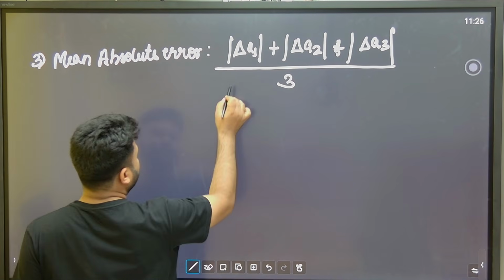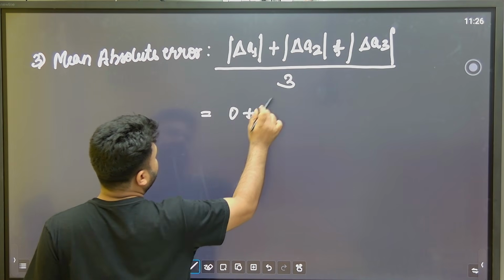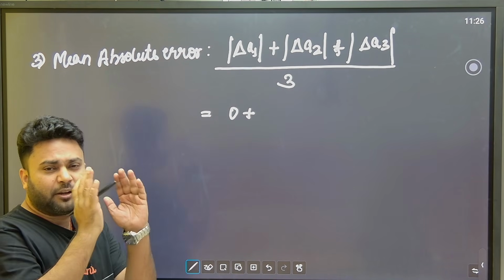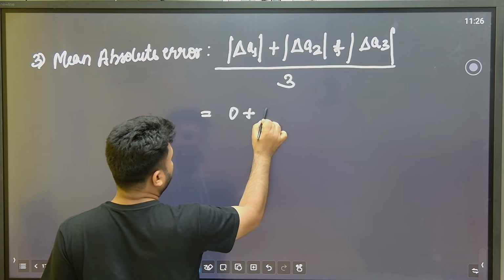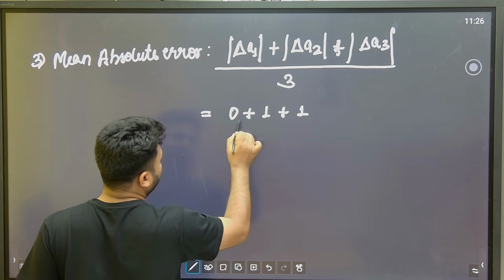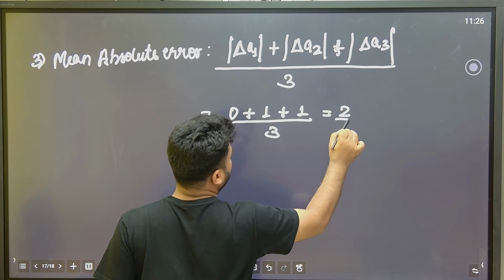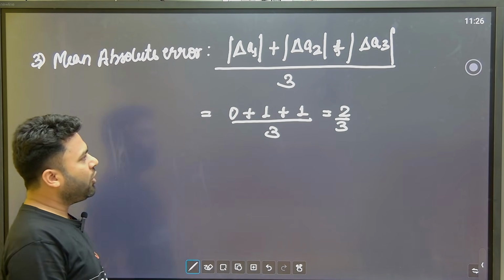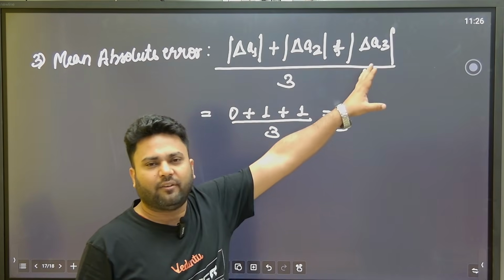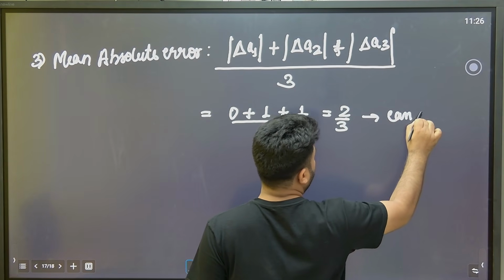So our first delta A1 was 0. Second delta A2 was minus 1, but mod means it will become plus 1. And third already was plus 1, divided by 3. So how much are we getting? 2 by 3. Now always remember, because we have taken the mod values, it can never be negative.